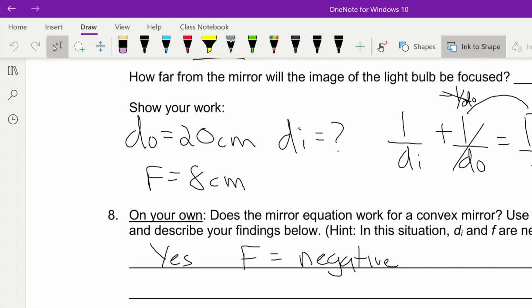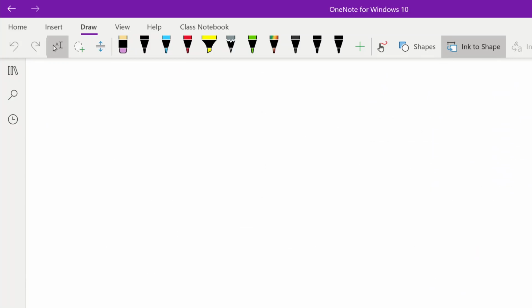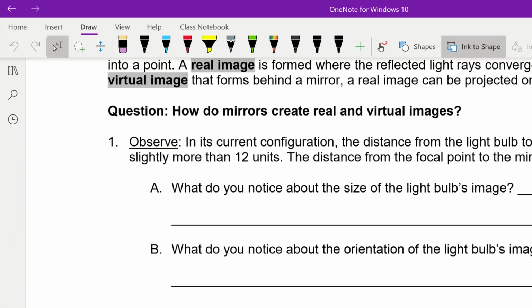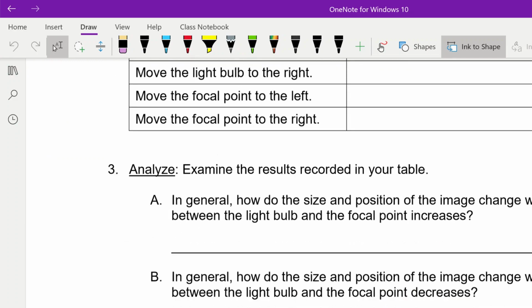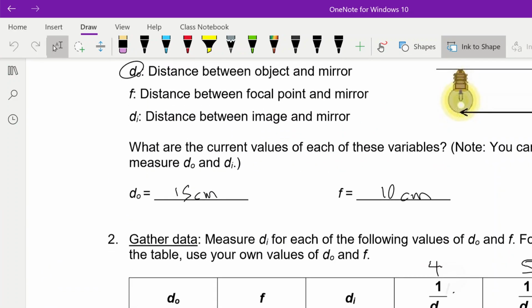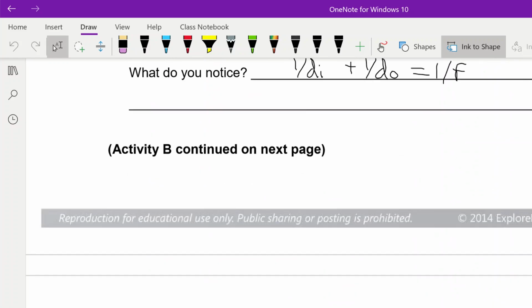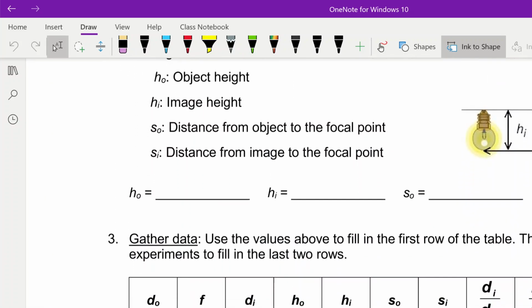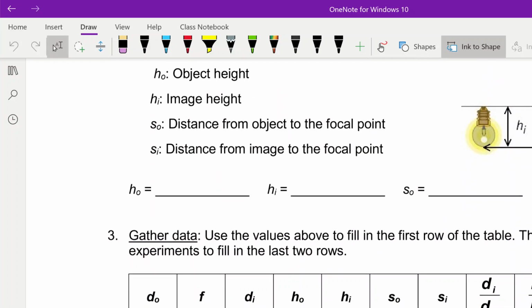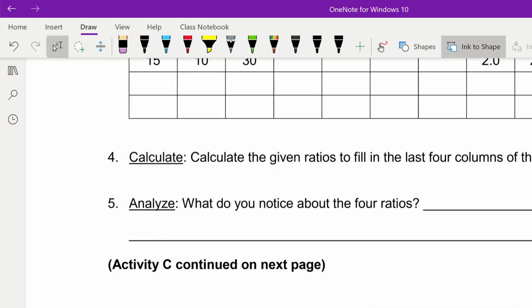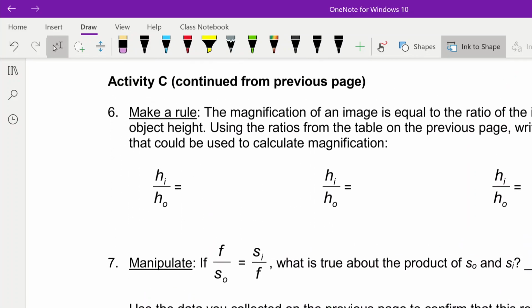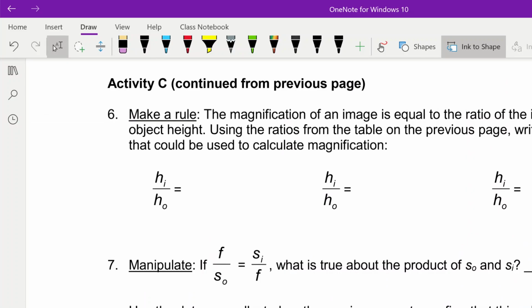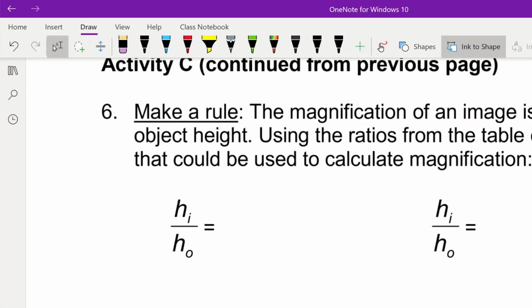We ended last week doing this little Gizmo activity with curved mirrors. We filled in this chart together in class, and then we were looking at some of the questions. I told you not to bother doing anything with the SI in it. What you're going to find here is the magnification, so I just wanted to fill this in with you.